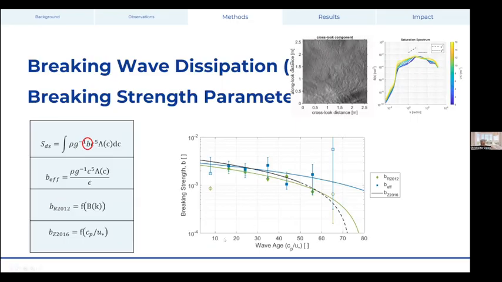And remember, wave age, this is young seas over here, when waves are really growing, on the left, and these are old seas on the right, where breaking strength is not as important anymore.